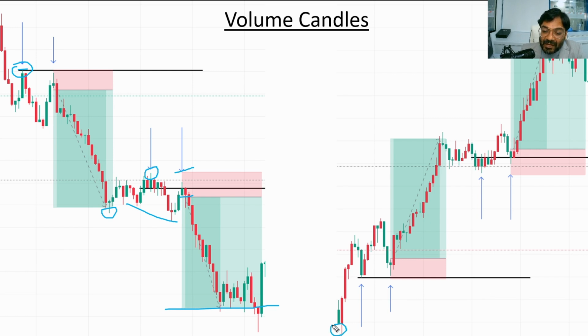Market coming from down to up created the first support. Above the support, market supported, the volume candles are created. Always notice the volume candles. First volume candle is always very big. That is the volume which has been given to the market, right? So then these are the two volume candles. We got our first trade.